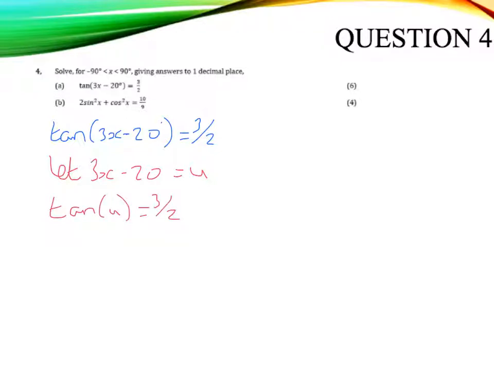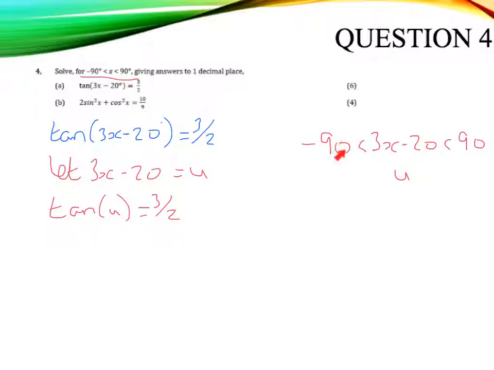And that's fine. But if we do that, we're also going to have to change our range, because before we were looking at between minus 90 degrees and 90. What I'm now interested in is not for x to be between these, but let's say we were looking for u. Now u is 3x minus 20. So what we're looking at now is this situation. And so if I change my 3x minus 20 to be u, every time I see a value for x, I'm going to have to do what it says inside here.